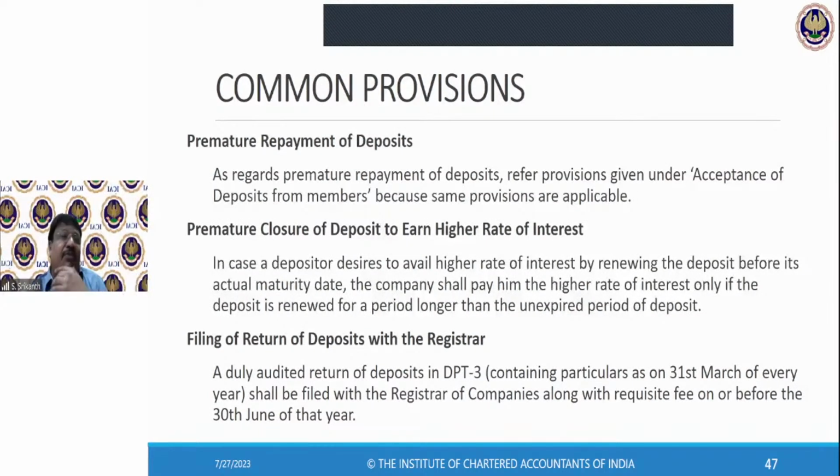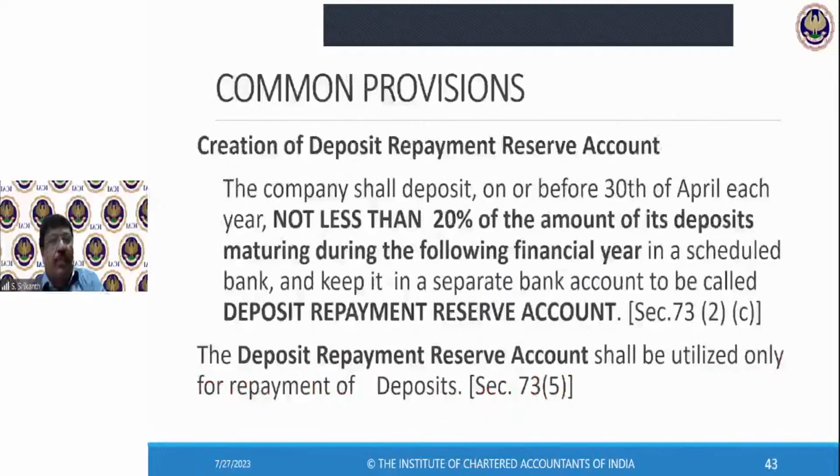See the type of compliance also. Ongoing compliance: you have to repay mature deposits. You have to pay interest half yearly or whatever you have agreed to pay. These are ongoing compliances. Then on or before 30th April, you have to create the deposit reserve. In the deposit reserve account, you have to deposit 20%.